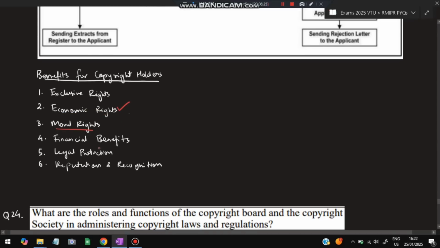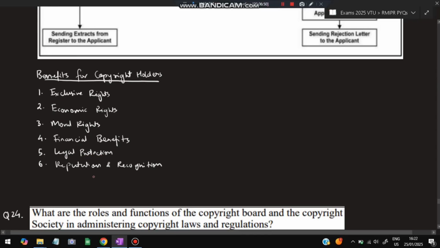Next is moral rights. Right of paternity means the right to be recognized as the author of the work, even if the copyright is transferred to others. And right of integrity means alteration that brings down the reputation of the owner should not be done. Financial benefits include that the copyright holder can generate revenue through licensing, sales, or royalties. Legal protection: copyright holders are legally protected against unauthorized use of their work.